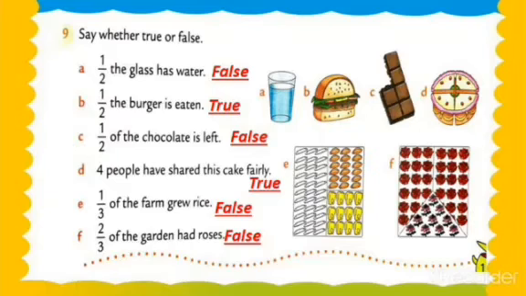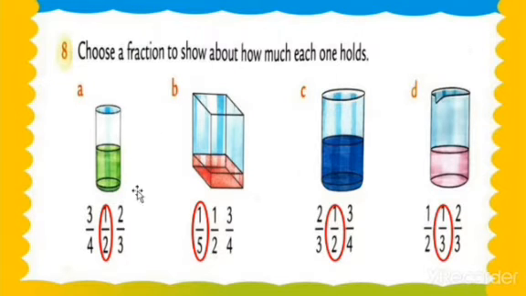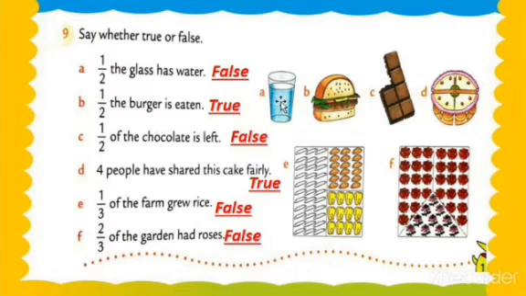Thank you all. Now say whether true or false. My dear students, here are different types of eating things or images. Let's check question number 1. 1 upon 2, the glass has water. See, half the glass has water. Understood, my dear students? Now let's see here the one half. See, this note is 1 half. Now let's check the example of 1 half. This is an example of 1 half. So see here, both are not similar. So it is false. It is false, my dear students.